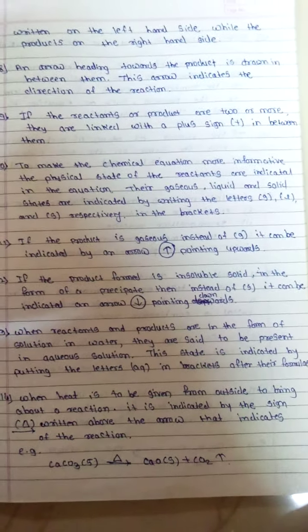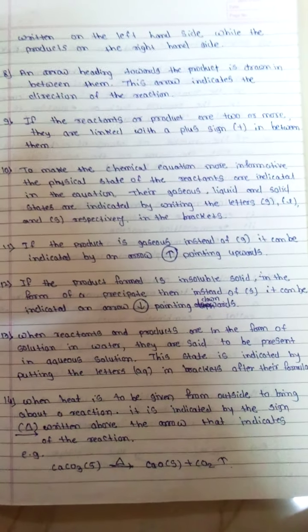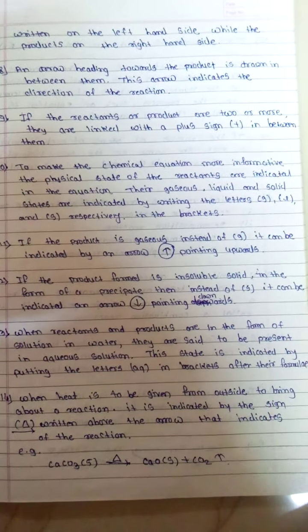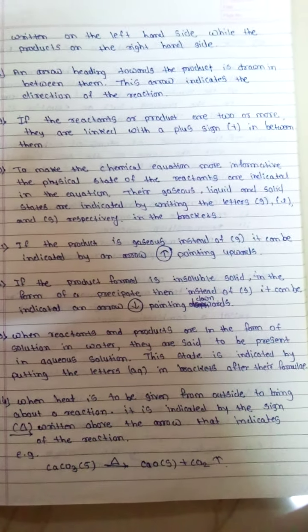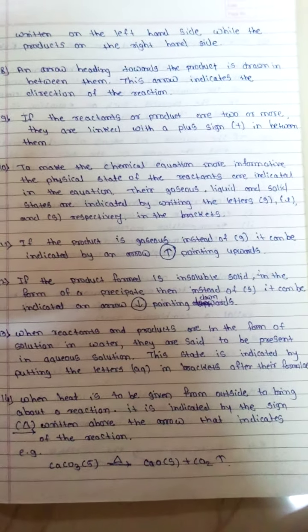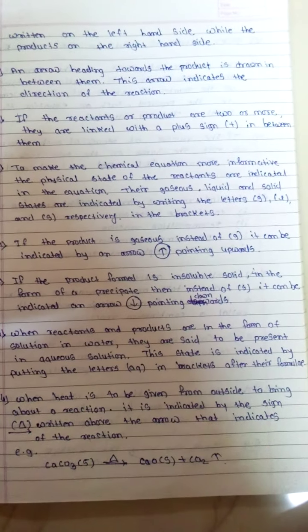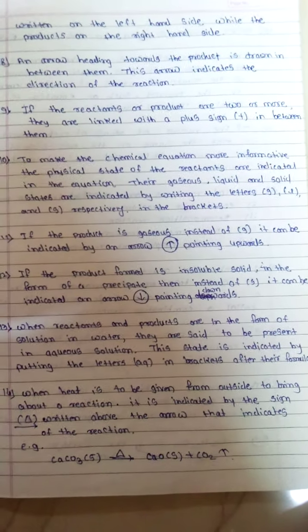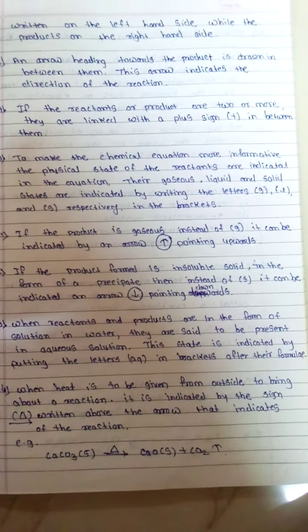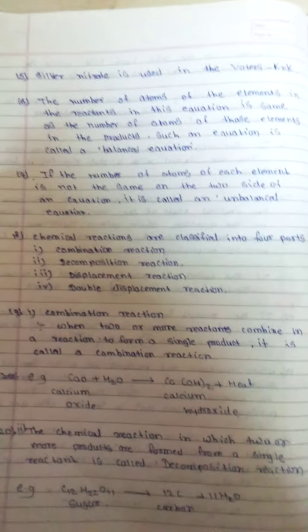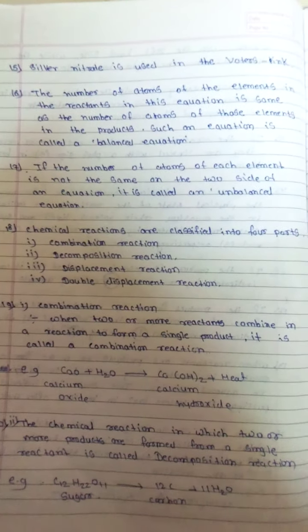When reactants and products are in the form of a solution in water, they are said to be present in aqueous solution. This state is indicated by putting the letters aq in brackets after their formula. When heat is to be given from outside to bring about a reaction, it is indicated by a sign written above the arrow that indicates the direction of the reaction. Silver nitrate is used in indelible ink.